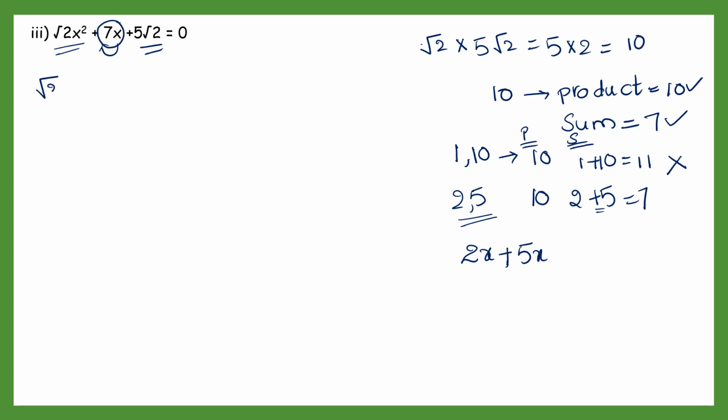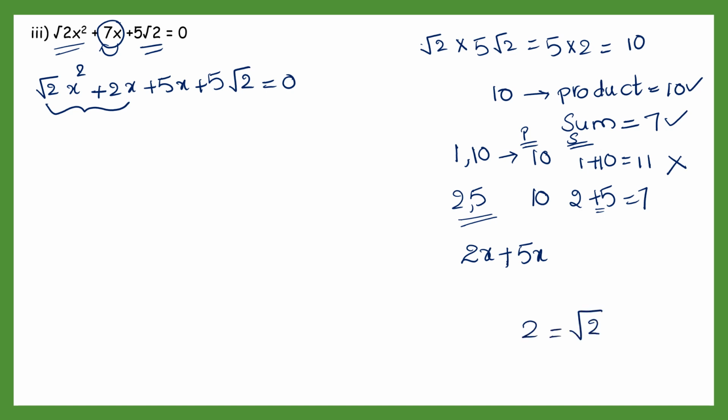So you will split as root 2 x squared, 7x should be written as 2x plus 5x, plus what is the last term? 5 root 2 is equal to 0. Now consider the first two terms. What is common? See this number 2. 2 can be written as what? Root 2 into root 2. Root 2 into root 2 is what? Root 2 whole squared. Root 2 whole squared means 2 power 2 and the root will get cancelled.